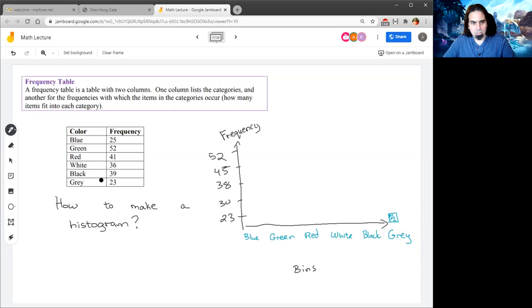So blue is a little bit higher than 23. Green is the tallest one. Pardon my artwork, that's not what I'm being paid to do. Red was about 41. White 36. And black 39, something like that. Except for the quality of my artwork. Is everyone happy?